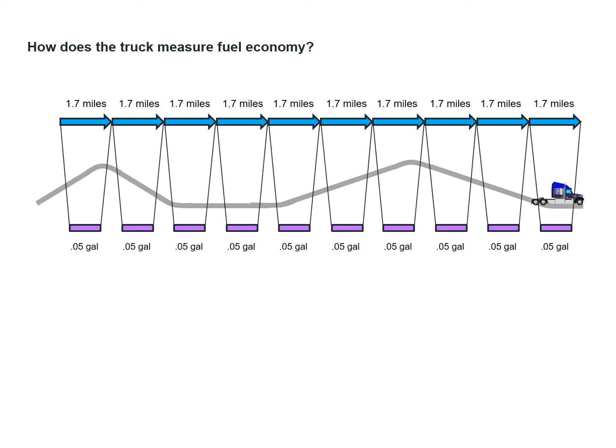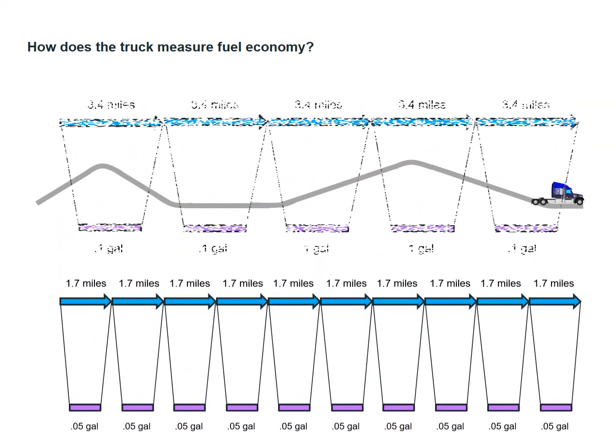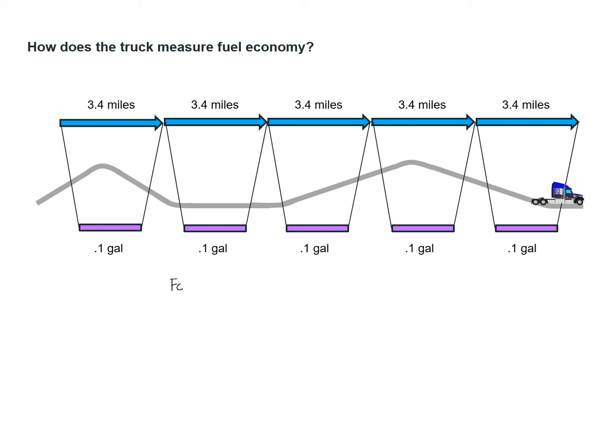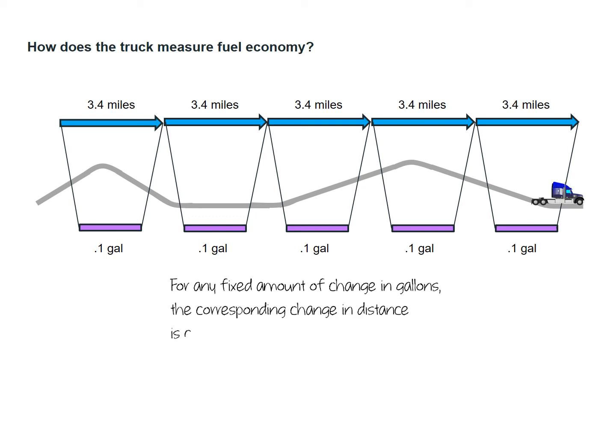As before, these black lines indicate how each distance interval corresponds to a fuel interval. The key feature here is that the size of each distance interval is always the same, no matter which 1/20th of a gallon fuel interval you are looking at. Now, we've seen two examples where the size of each distance interval is always the same for each fuel interval. Another way to say this is, for any fixed amount of change in gallons, the corresponding change in distance is constant.